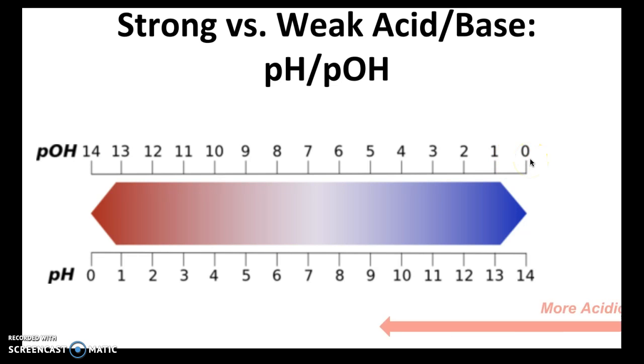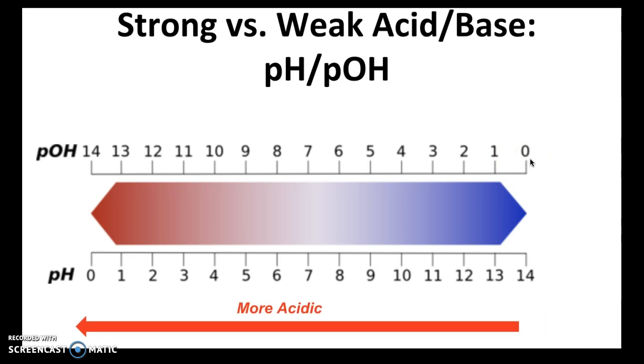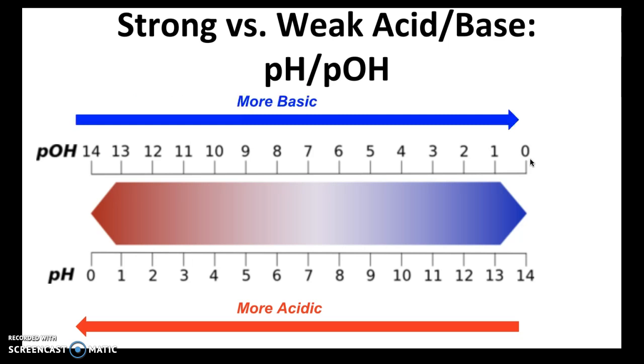What you may know about pH is that the lower the pH, the more acidic you are. And that means the higher the pH, the more basic you are. And the same thing can be true about the pOH. The lower the pOH, the more basic, the higher the pOH, the more acidic. So what are pH and pOH? pH is the negative log of the concentration of H+, and pOH is the negative log of the concentration of OH-. They measure the concentrations of H+ and OH- in solution.